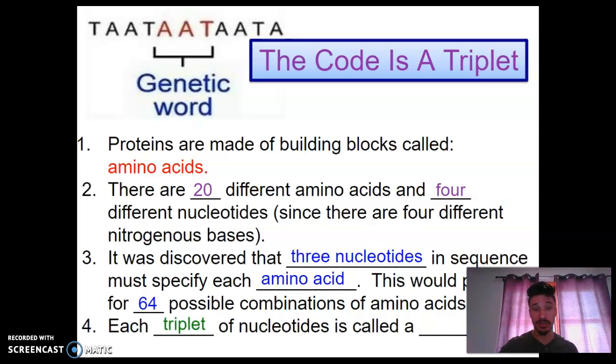So each triplet of nucleotides is called a codon. So instead of calling it a genetic word, a nucleotide triplet that codes for an amino acid is called a codon. Get it? It kind of sounds like coding.